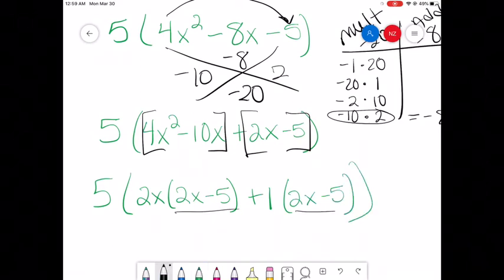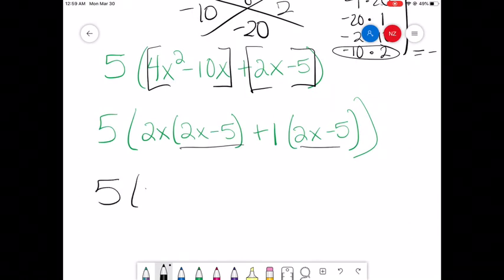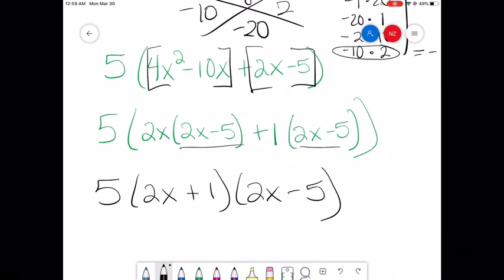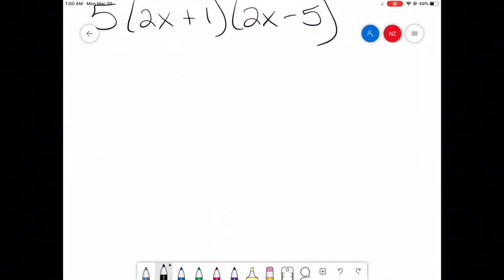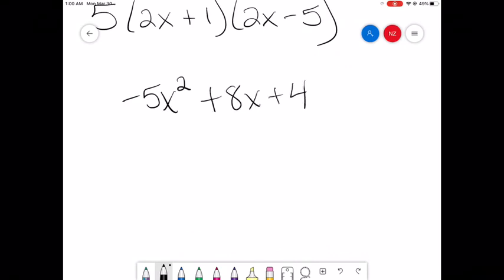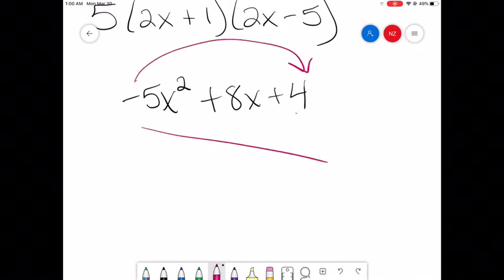Okay, these match, so that's good. Drop down that 5, 2x plus 1, and 2x minus 5. That'll do it. Next, number 3. I have negative 5x squared plus 8x plus 4. Okay? Any common factors there? No, there is not. None. So I'm going to go ahead and proceed. A times C, drop down B, and factor.